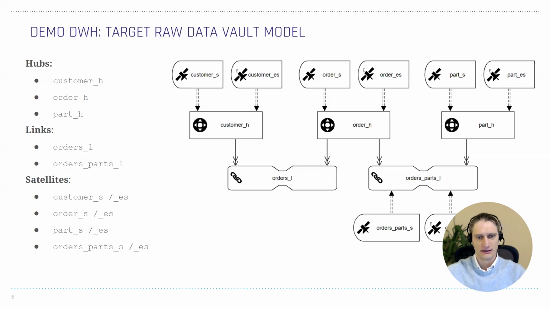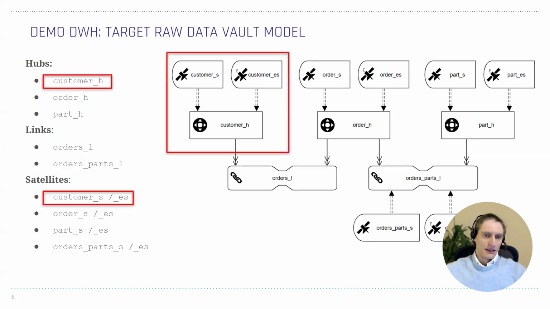Additionally, there are 4 effectivity satellites storing DBT valid from and DBT valid to timestamps from the snapshots. These are treated as attributes but kept in separate satellites. I will focus on the customer part of this Data Vault model during the demo as well. So we will look at how changes made to the customer source table will be reflected in the customer satellites.